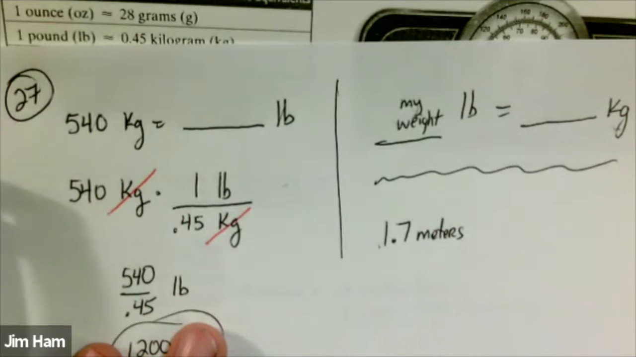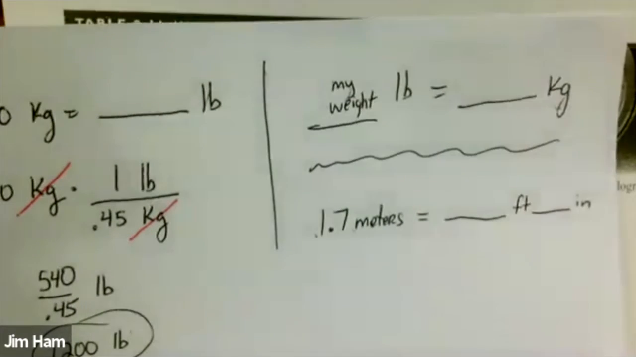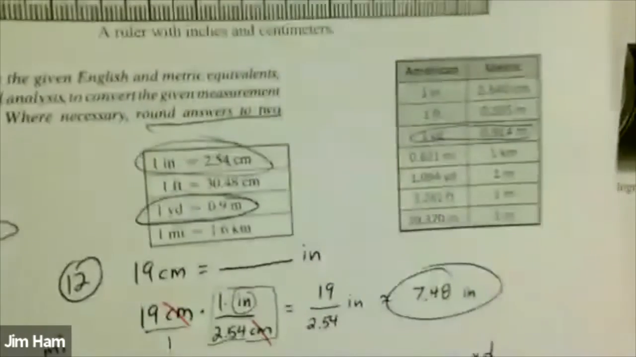So correct to the nearest foot and inch. How tall is this person? How many feet? How many inches? This way you'll have both your weight in kilograms and you can see how to convert your height as well. So this is when we're going back, right?